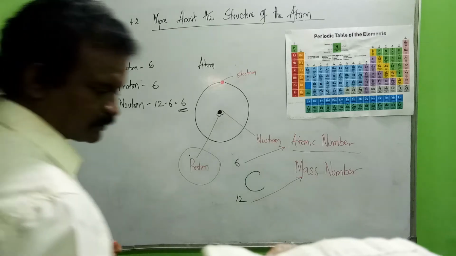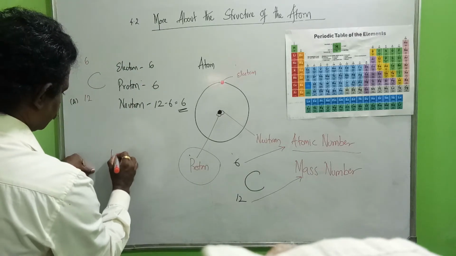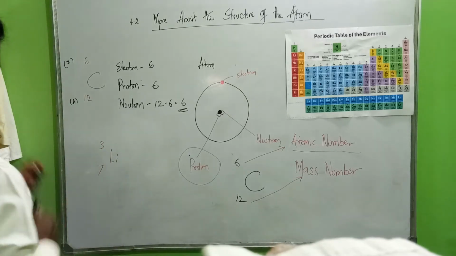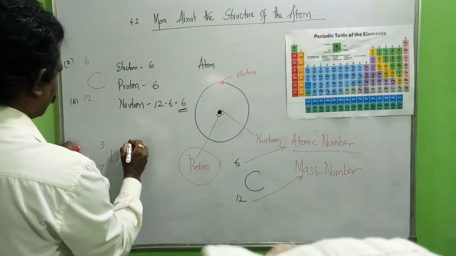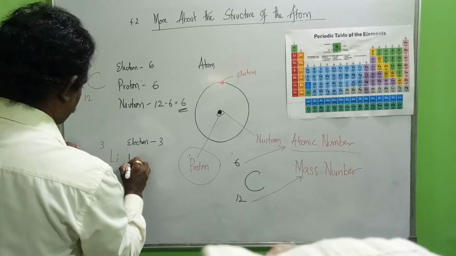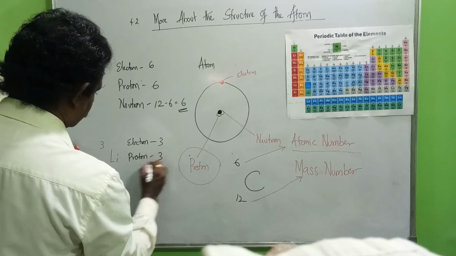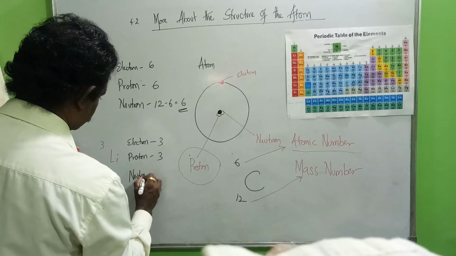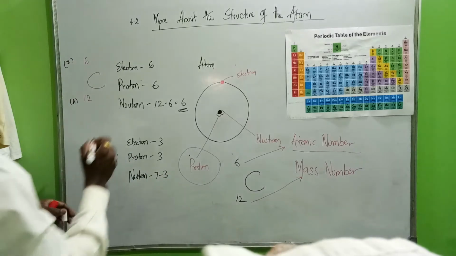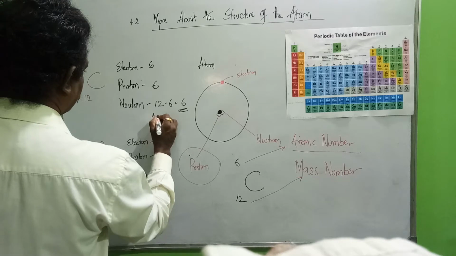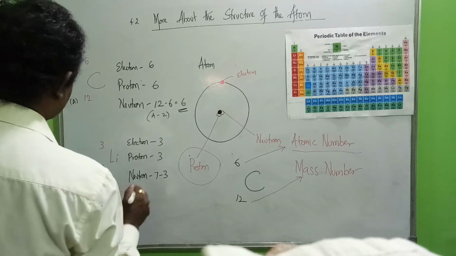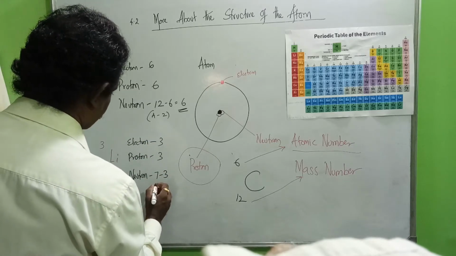Now if I give you some more, you can find out. For example, as your book says, lithium is 3 and 7. So atomic number is 3, mass number is 7. Now how many electrons are there in lithium? 3. How many protons are there? 3. How many neutrons are there? 7 minus 3. If you want, you can put this formula as A minus Z. What is A? Mass number, and Z is your atomic number. A minus Z. Correct.